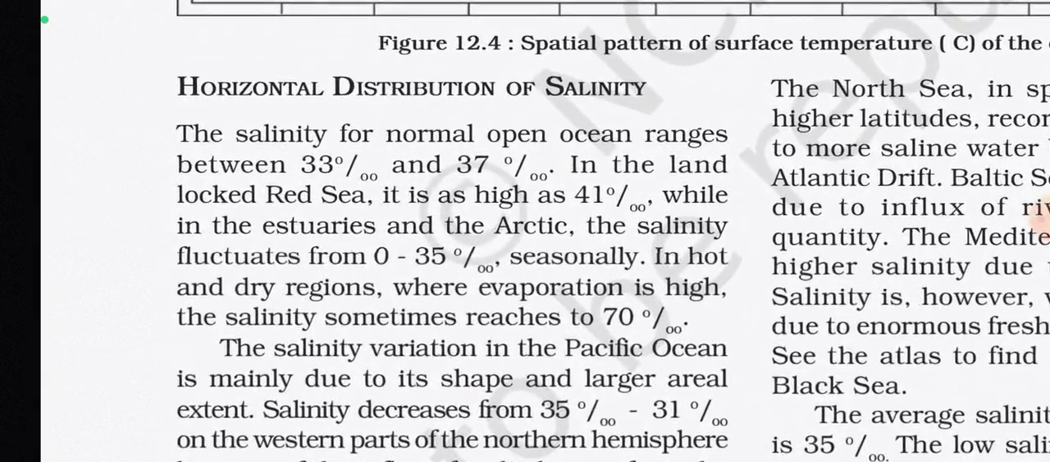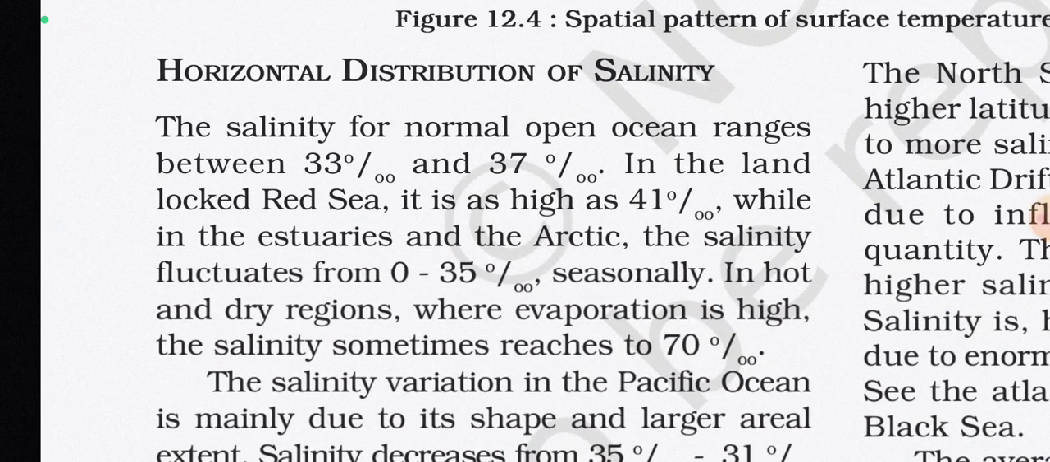Now, horizontal distribution of salinity. The salinity for normal open ocean ranges between 33 parts per thousand and 37 parts per thousand.